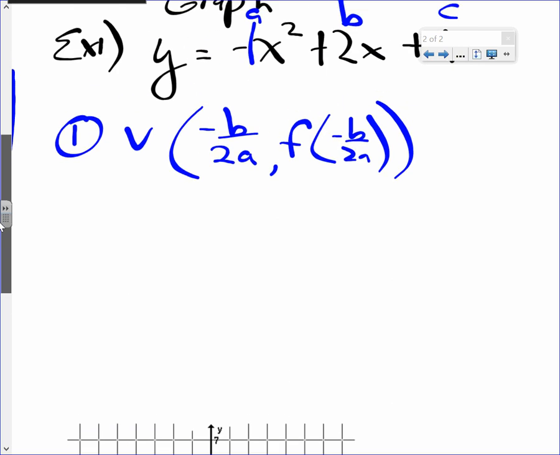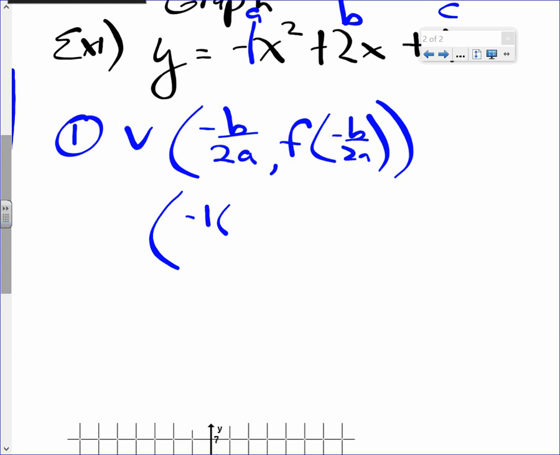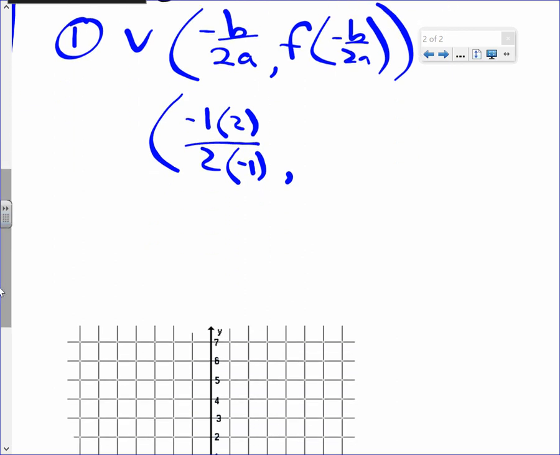Okay, here we go. Negative B really means negative 1 times B. So negative B, that's going to be negative 1 times 2 all over 2 times A. A is negative 1. Negative 1 times 2 is negative 2. 2 times negative 1 is negative 2. What's negative 2 divided by negative 2? Nice. That was easy. Now let's find the function at 1.